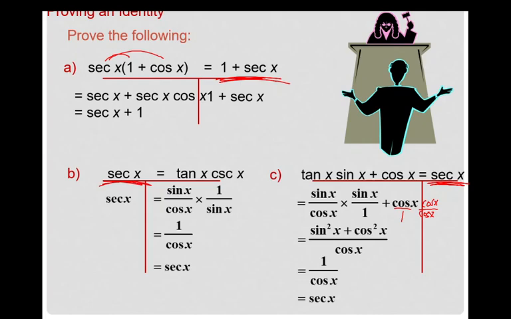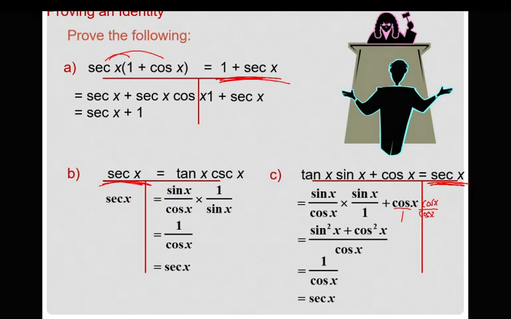Okay? These are just basic identities that we're using in substitution. It's just substituting one thing for another. And in this case right here, I use the Pythagorean identity, sine squared x plus cosine squared x equals 1. So this equals 1. I just substituted. That's all we're doing here. Just like here, tangent equals this. Cosecant equals that. I just substitute in what I think I need and see what happens. Okay?